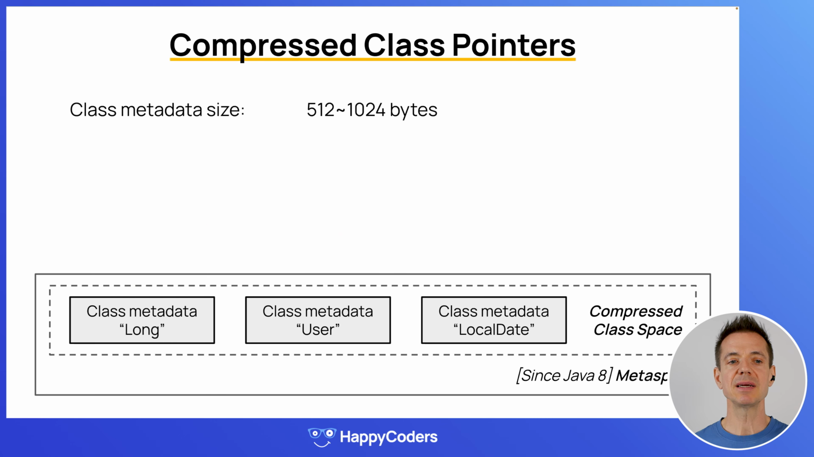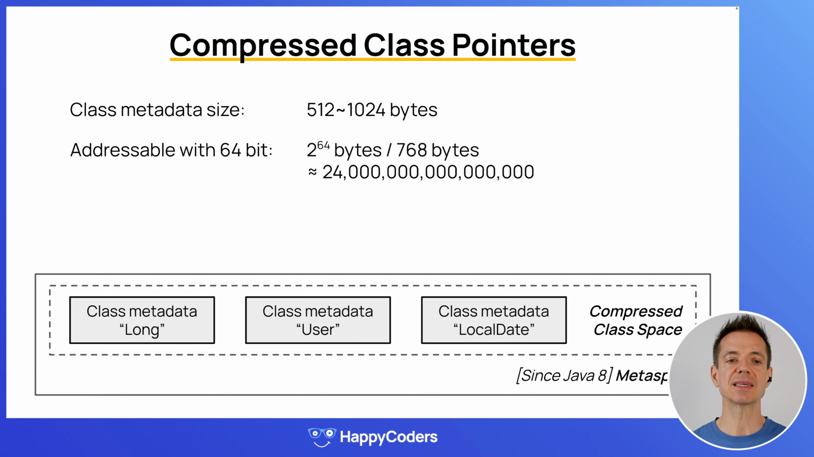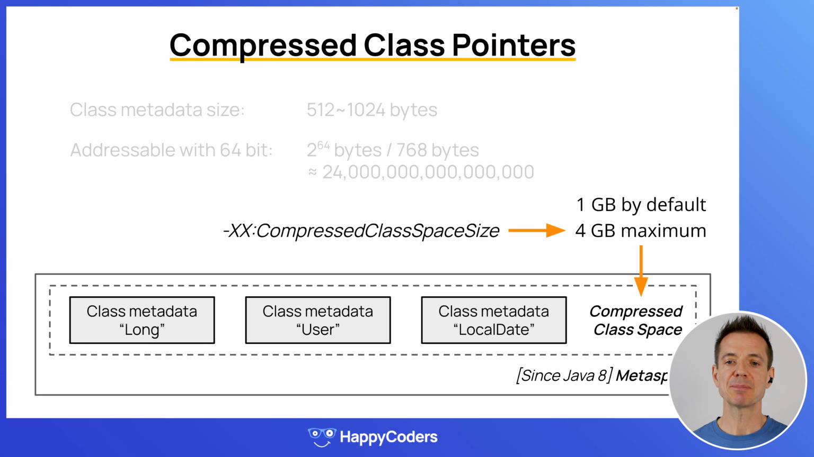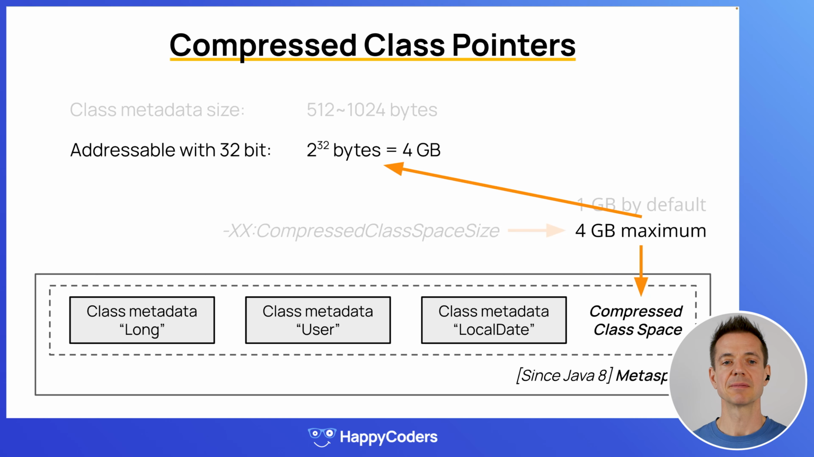Class metadata is typically between half a kilobyte and 1 kilobyte in size. With 64-bit pointers, we could theoretically reference around 24 quadrillion classes. And I'll go out on a limb and predict that a single application will not load 24 quadrillion different classes anytime soon. For this reason, the compressed class space is limited to 1 gigabyte by default and can be enlarged to up to 4 gigabytes using this option, -XX:CompressedClassSpaceSize. And to address 4 gigabytes, we only need 32 bits.